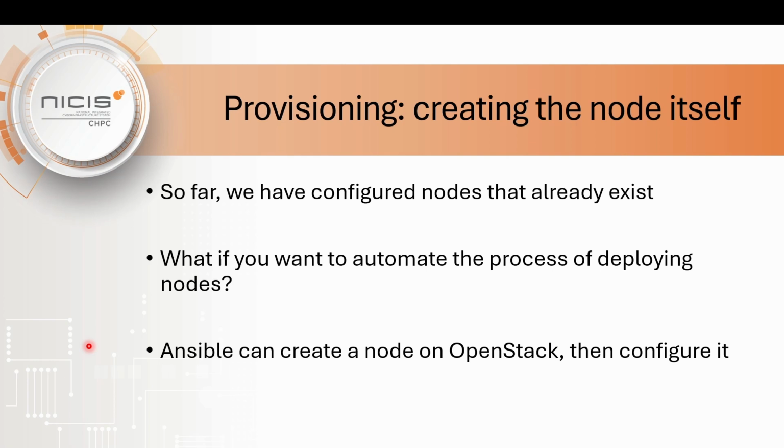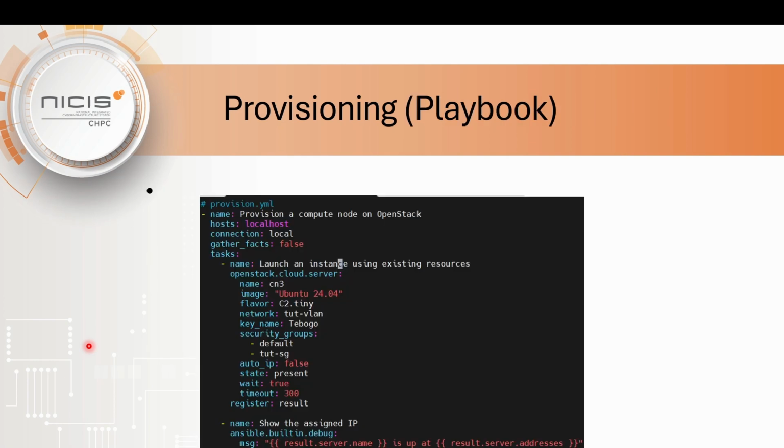So far we have configured nodes that already exist. But what if you want to automate the process of deploying nodes? Ansible can also create a node on OpenStack, and then obviously you can configure the node. This is one of the nice things about Ansible as well, provisioning.